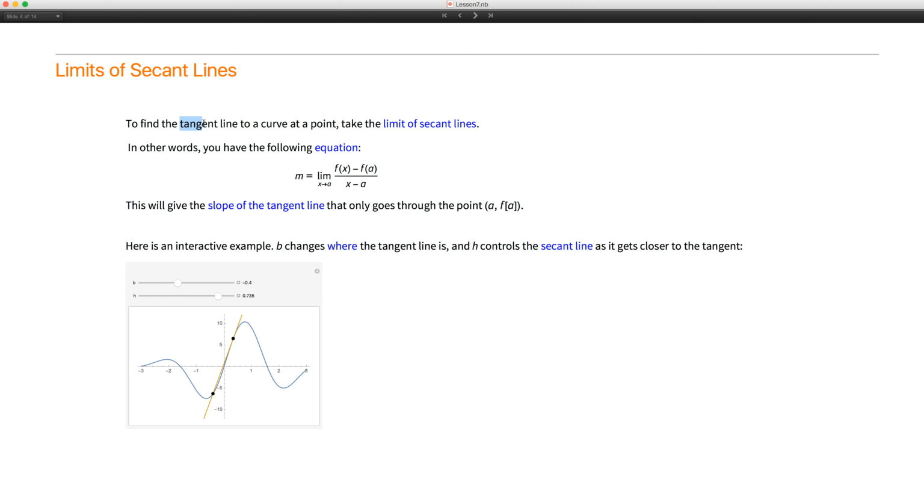So to find the tangent line to a curve at a point, you really need to take the limit of secant lines. To be more precise, you need to find the difference in f between x and a, over the difference in x itself, and then take the limit as x approaches the given point a. And this is what will give you the slope of the tangent line that goes through the required point a comma f of a. So here's an example to show you that. You have a secant line over here, and then as you let the points come closer and closer, you will then get the tangent line. So it's only in the limit that you actually get the tangent line starting from a secant line.